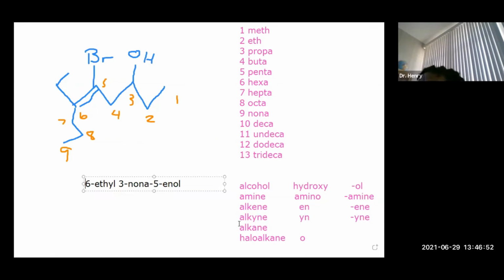So it's a halogen. Halogen is group 17. Those guys, you get rid of the ending, that I-N-E, you erase that part and you put an O. So bromo. So where's that bromo located at? 5 bromo. 5 bromo, 6 ethyl, 3 nona, 5 enol.